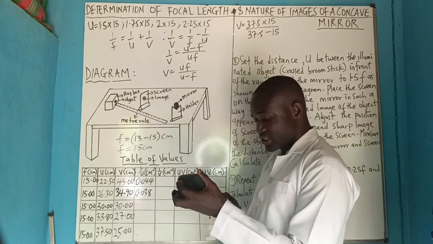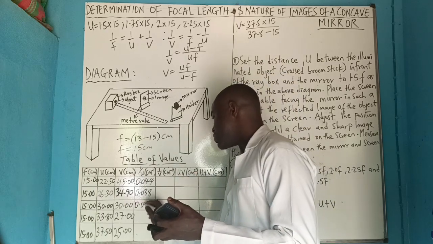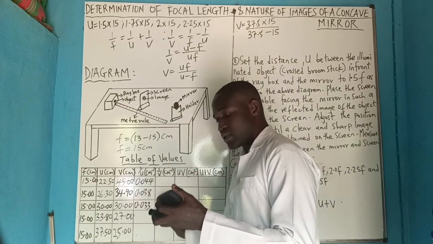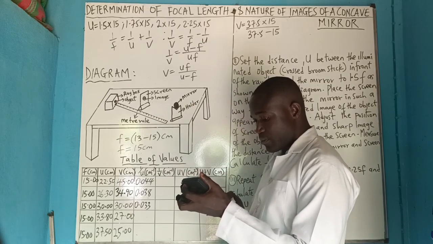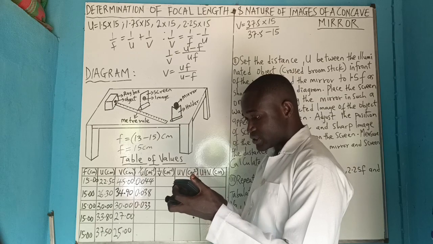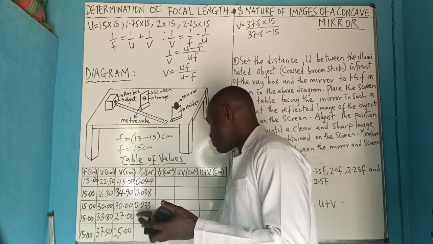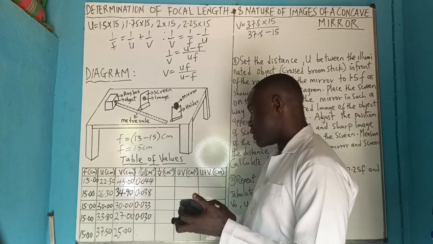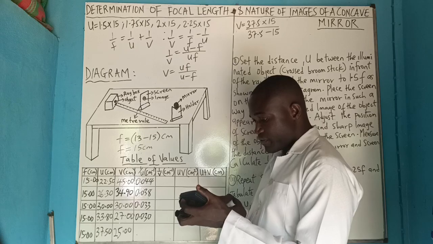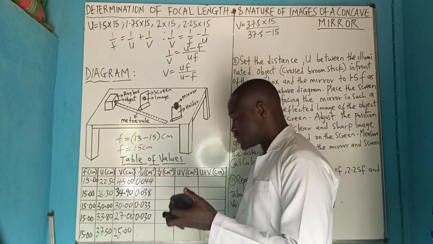We have 30 inverse, 0.033. The 33.8 inverse, 0.030. Then 37.5 inverse, 0.027.